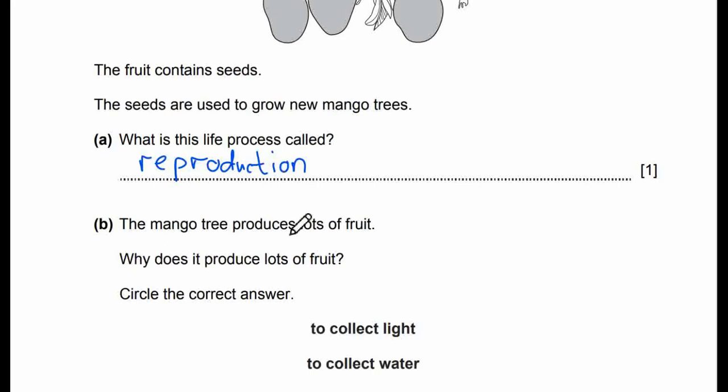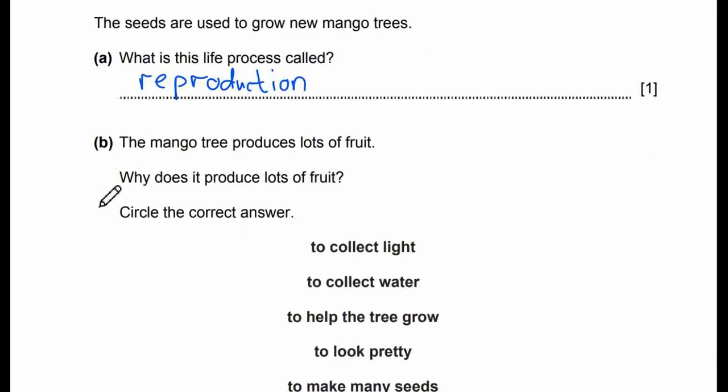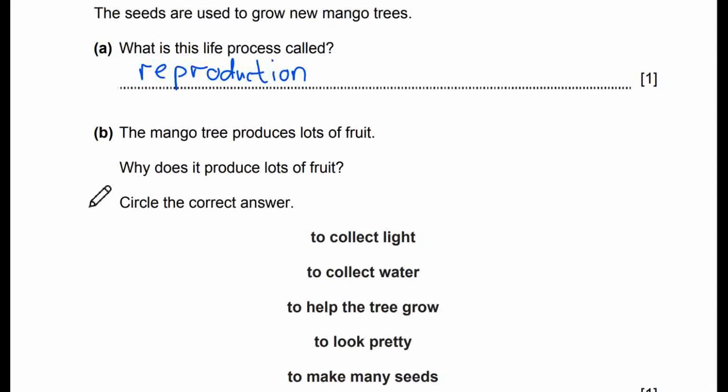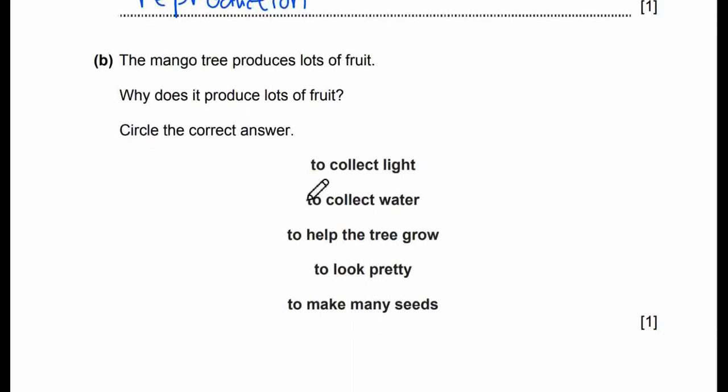The mango trees produce lots of fruit. Why does it produce lots of fruit? Circle the correct answers. To collect light, no. It's the task of the leaf to collect light. To collect water is the task of the root. To help the tree to grow, no. Trees need protein and nutrients to grow, not fruit. To look pretty, not really. To make many seeds, yes, because inside the fruit there are a lot of seeds. So that will be the correct answer.